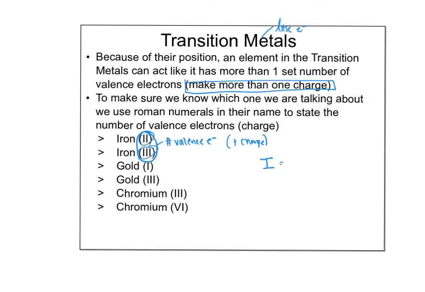So if you don't know your Roman numerals, that's I, II, III, IV is 4, V is 5, and if we ever get that far, VI is 6. That's all you really need to know in terms of Roman numerals.